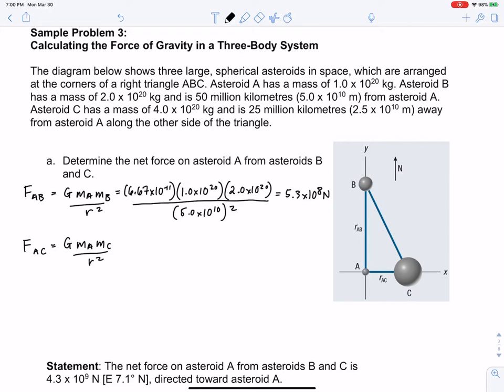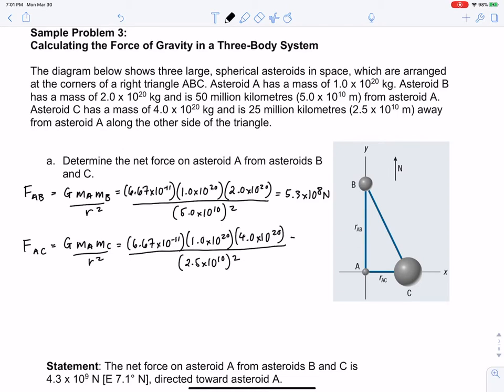Let's do the same for the force that asteroid C provides on asteroid A. Now, these values should be the same. I'll write them out since you have to write them out as well. I won't be lazy. 10 to the power of negative 11, 1 times 10 to the power of 20. Now this much more massive asteroid is 4 times 10 to the power of 20 kilograms. And the distance between them, it's a bit closer. It's 2.5 times 10 to the power of 10.